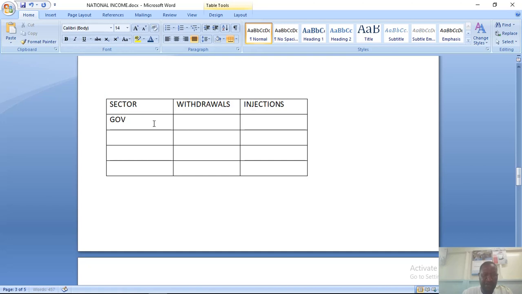So from the government sector, the withdrawals will be taxes. When government charges tax, income tax, money leaves the circular flow of income. So for income tax, we write T. But when government spends, money gets back in the circular flow of income. So government expenditure, G, is an injection.